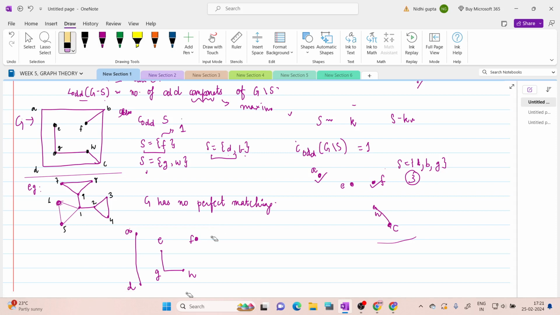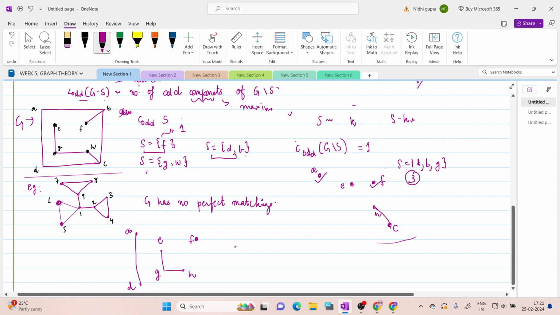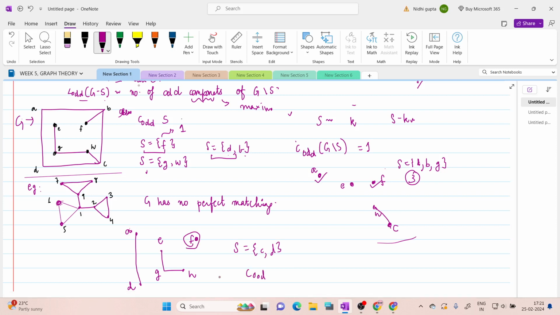If we remove C and B, how many odd components does it have? If we take S to be C and B, the number of odd components is 2, right? This one and this one. So this will also not help. Maybe since we are not able to find any such set, let's see if we can find a perfect matching. This has 8 vertices. If it has a perfect matching, we should be able to find 4 disjoint edges.